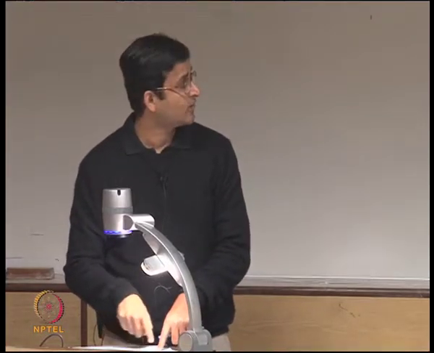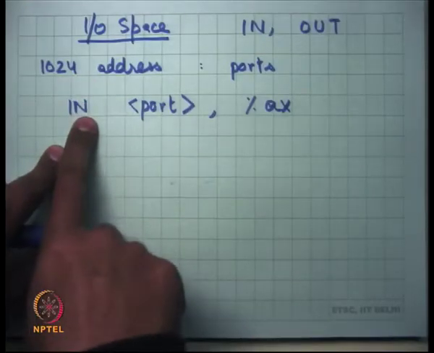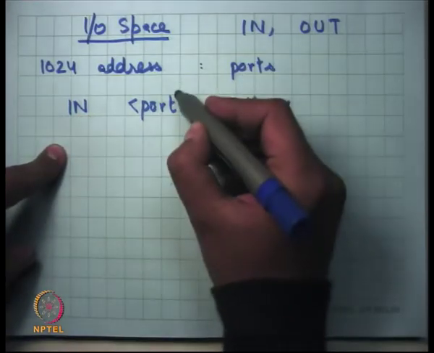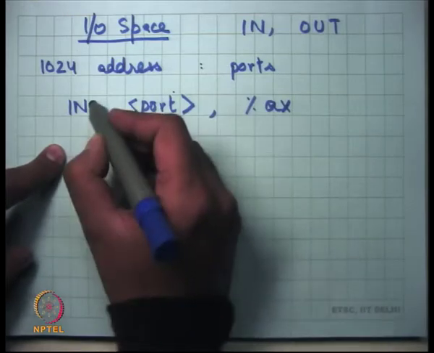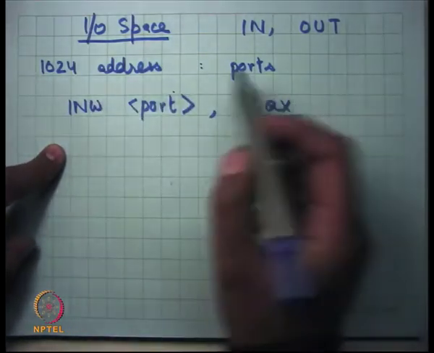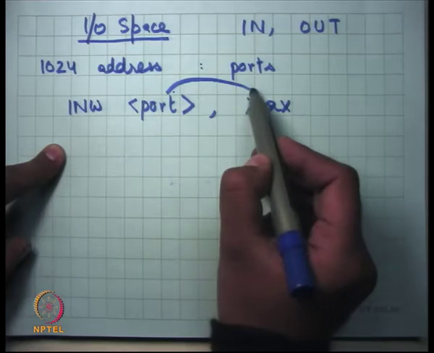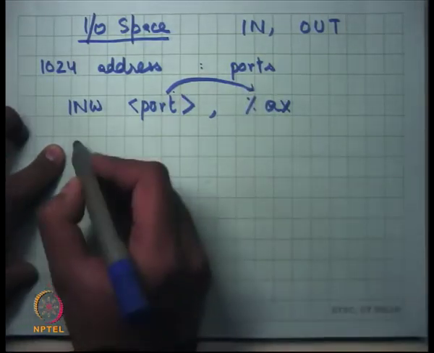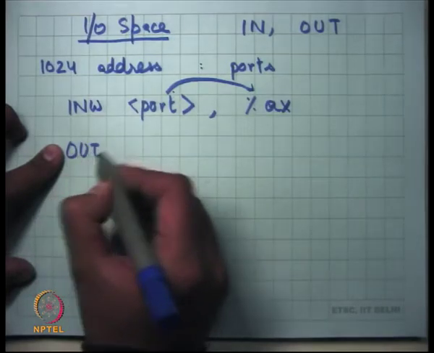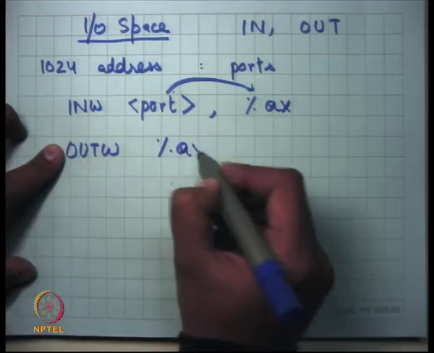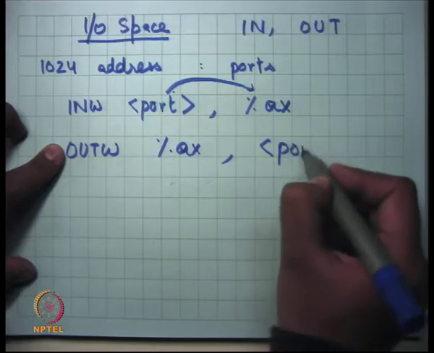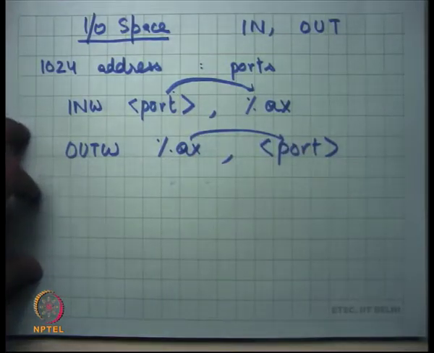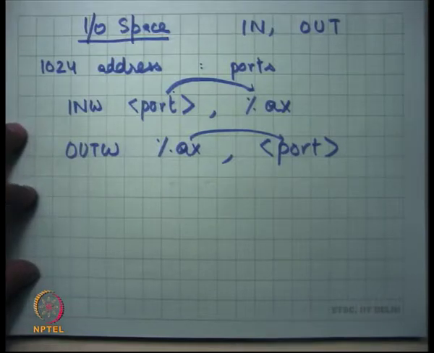In this space I can only use these special instructions called in and out. So in basically says read a byte, or, if I suffix it with W, read 2 bytes from this port to this register AX. Or I could say out W %AX, some port, which basically says write these 2 bytes from AX to this port.